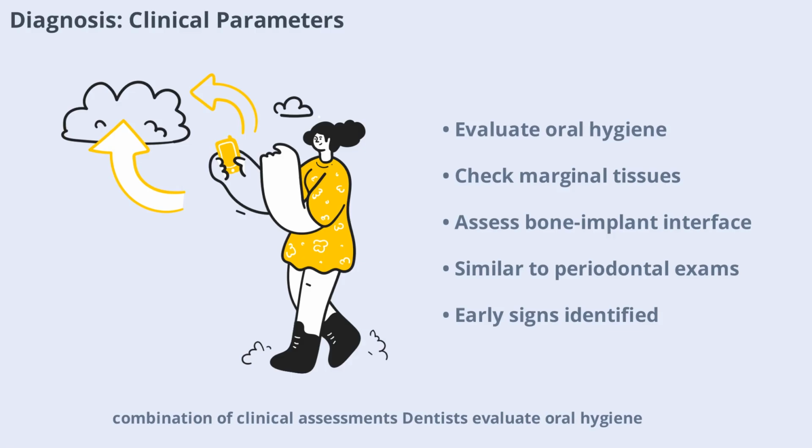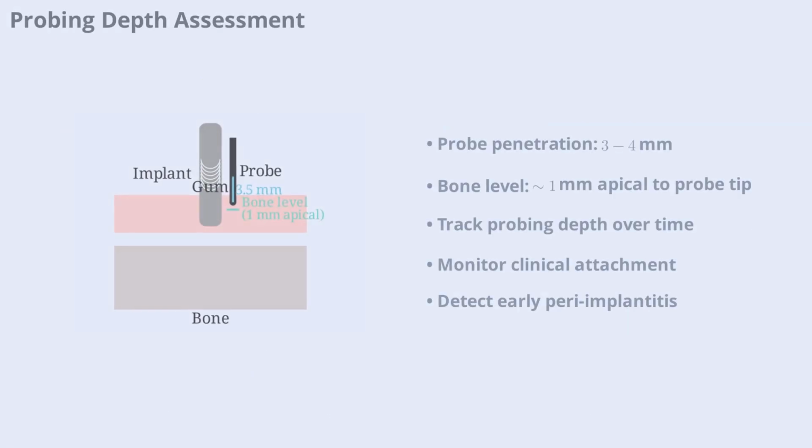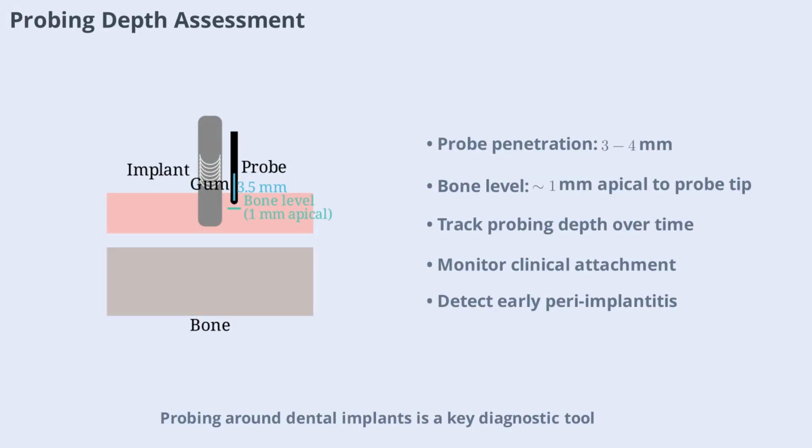Dentists evaluate oral hygiene, the condition of the marginal tissues, and the interface between the bone and the implant. These parameters are similar to those used in diagnosing periodontal disease around natural teeth. By systematically checking these areas, dental professionals can identify early signs of peri-implantitis and tailor treatment plans accordingly. Probing around dental implants is a key diagnostic tool. Successful implants typically allow a probe to penetrate about 3 to 4 millimeters into the tissue.